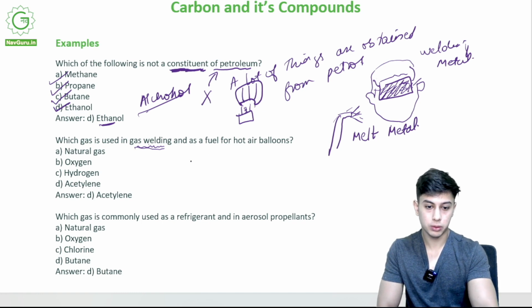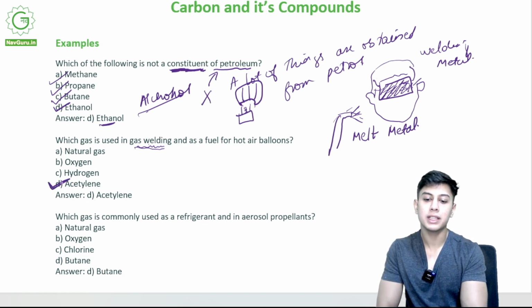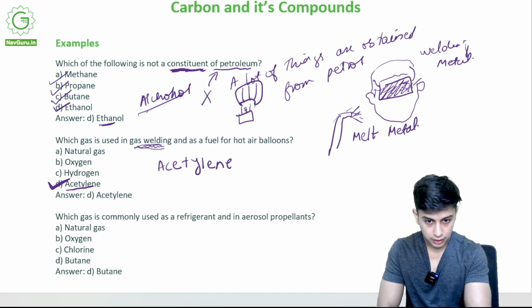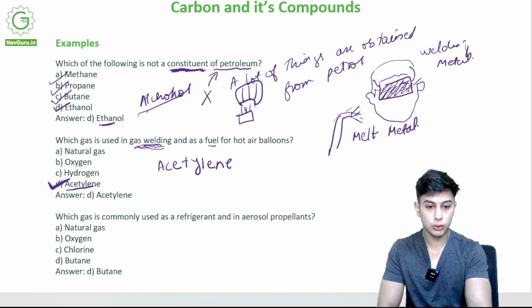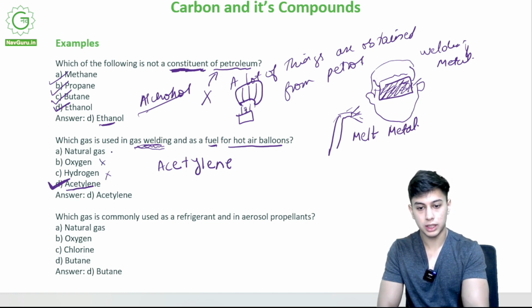Alright, hot air balloons. Which one is this? Acetylene. Remember the name. Acetylene. This is used in gas welding and it is used as a fuel for hot air balloons. Okay. Hydrogen? No. Oxygen? No. Natural gas? No.